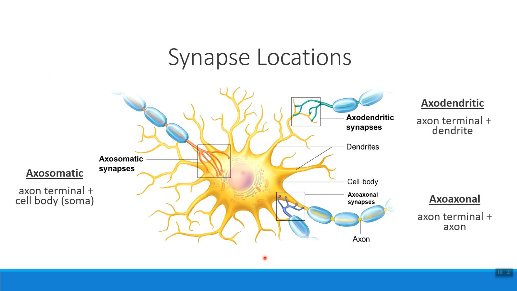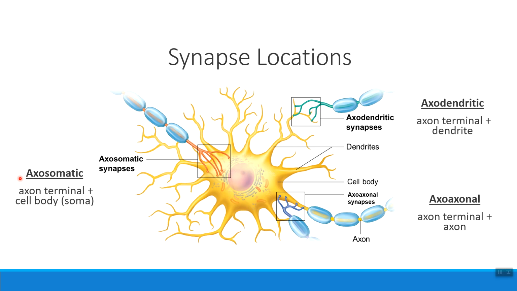The last thing I want to mention about synapses is that not all of the synapses happen on the exact same place of the postsynaptic neuron. We've talked a lot about what would be called axodendritic synapses. Axodendritic synapses happen when the axon terminal in green of one neuron synapses with the dendrite of another. Axo for axon terminal, dendritic for dendrite. This is a very common kind of synapse that we see between neurons.